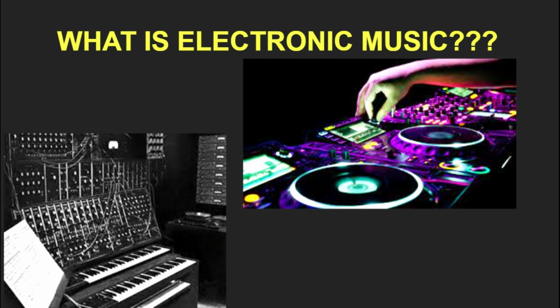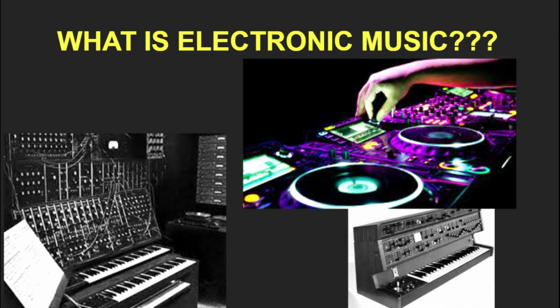So, what is electronic music? Electronic music is described as any form of music that is produced electronically. It usually consists of instruments, synthesizers, drums, samples, and has that inherent electronic sound that we recognize.